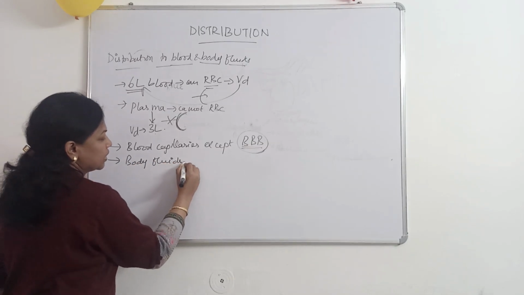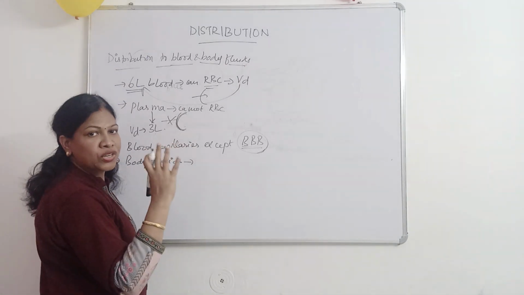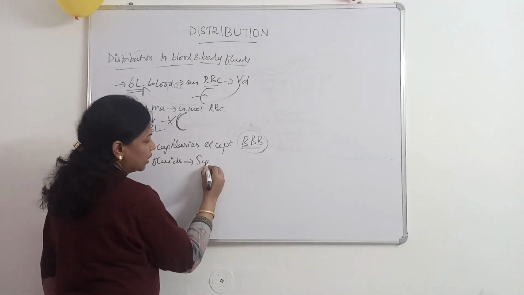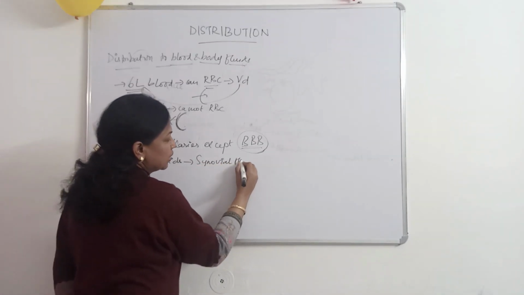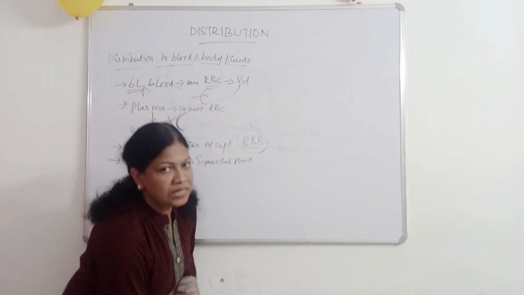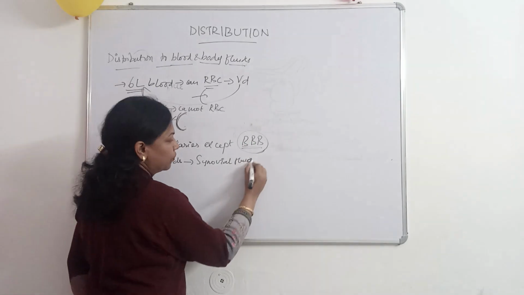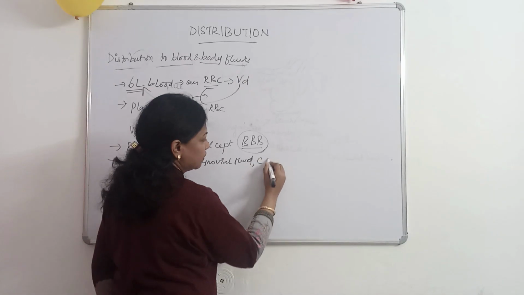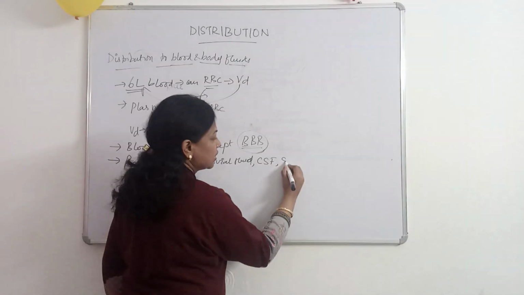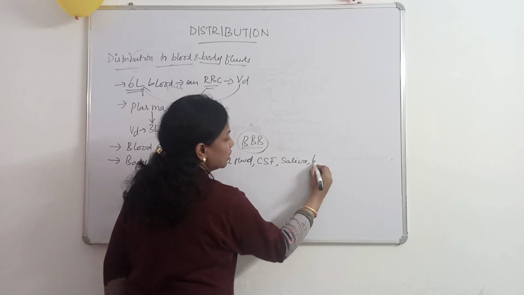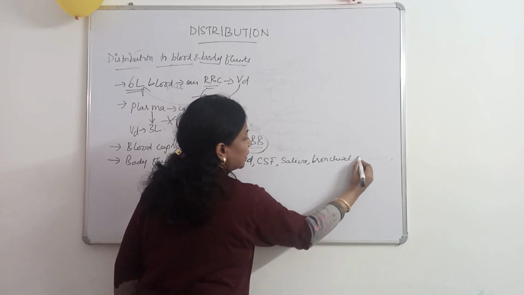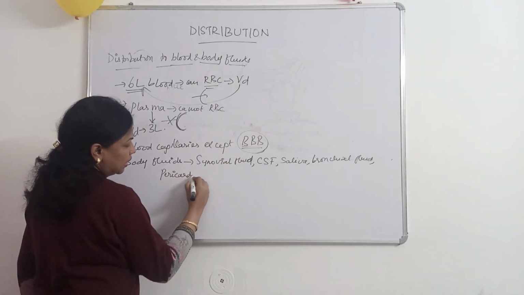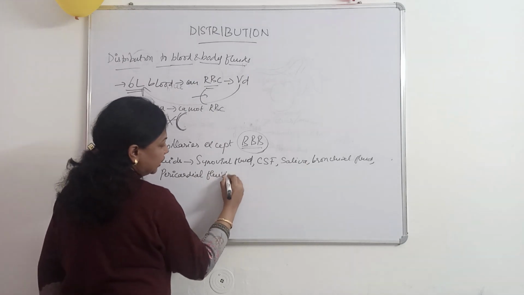Now considering the body fluids I mentioned already, what are the body fluids present other than blood? Blood is the major body fluid present in the body. Apart from blood, we have synovial fluid, the fluid present in the joints, like in the elbows and knees, for lubrication purposes. And we have CSF, which is cerebrospinal fluid, saliva, which is another fluid present in the body, bronchial fluid present in the lungs, pericardial fluid present in the heart, and the middle ear fluid.